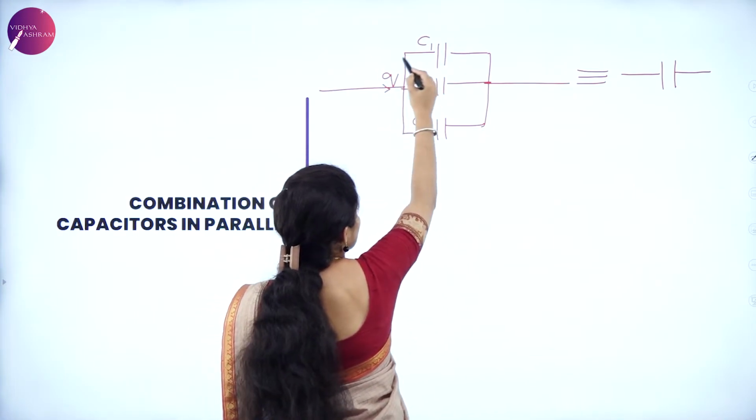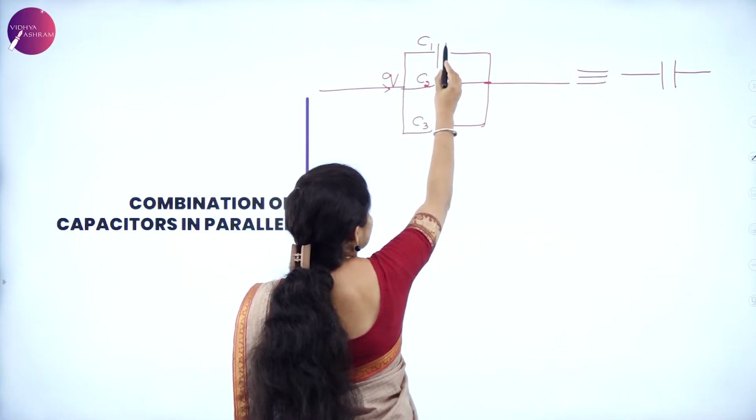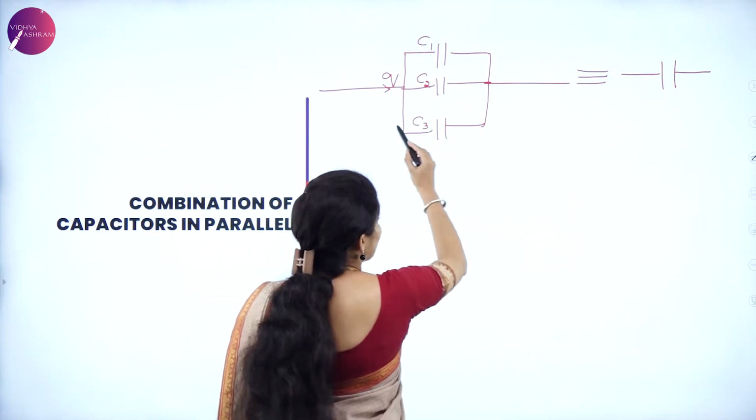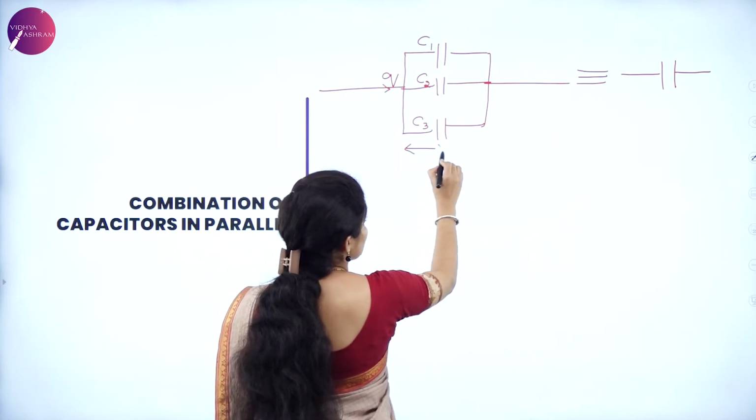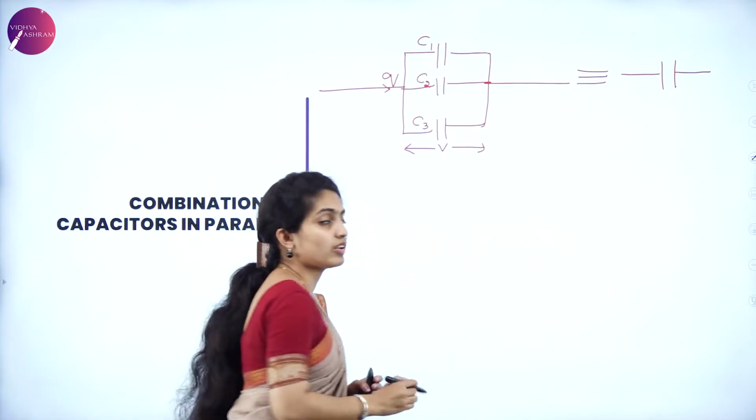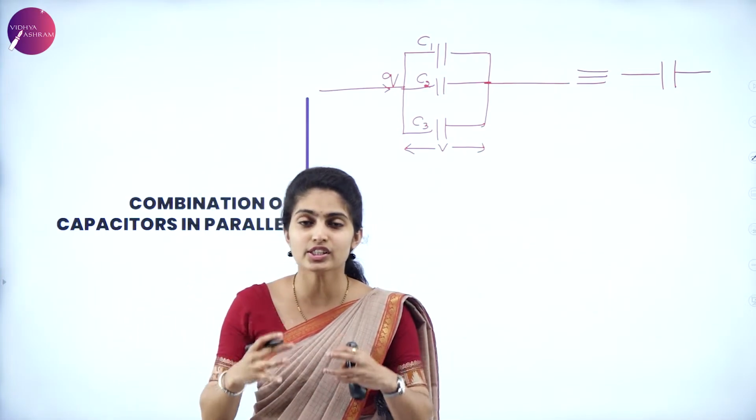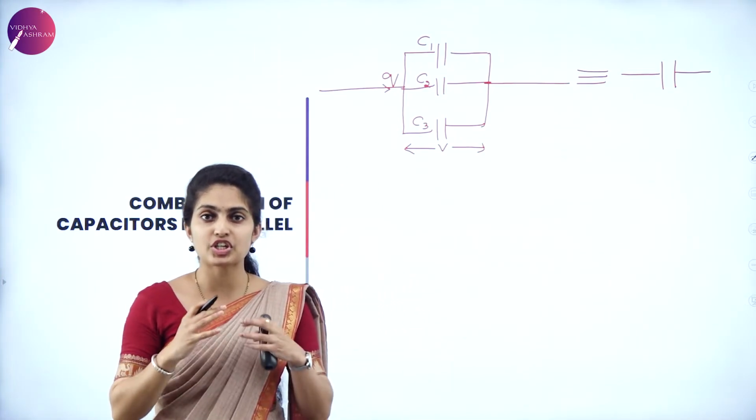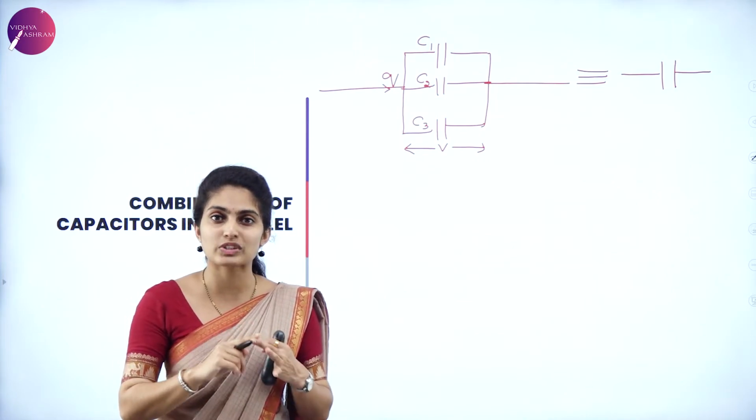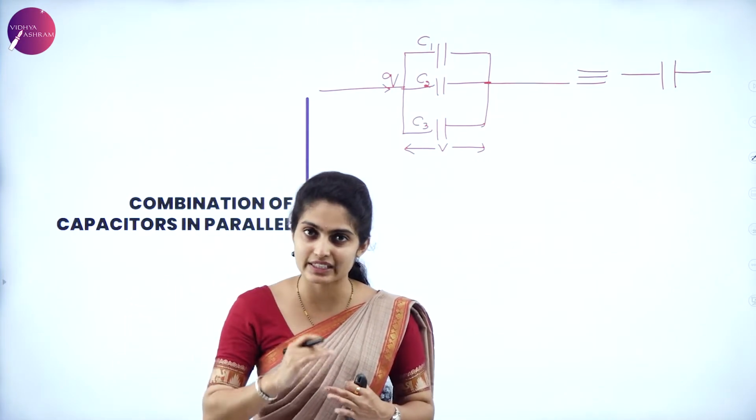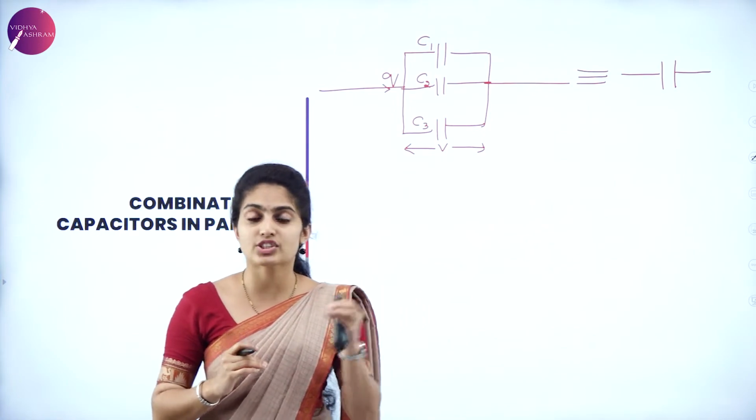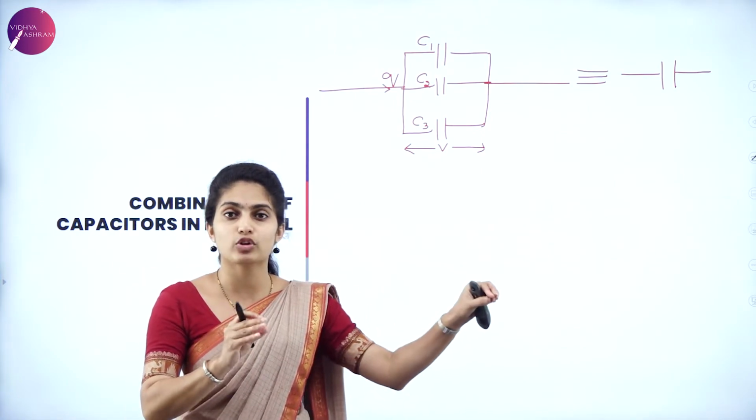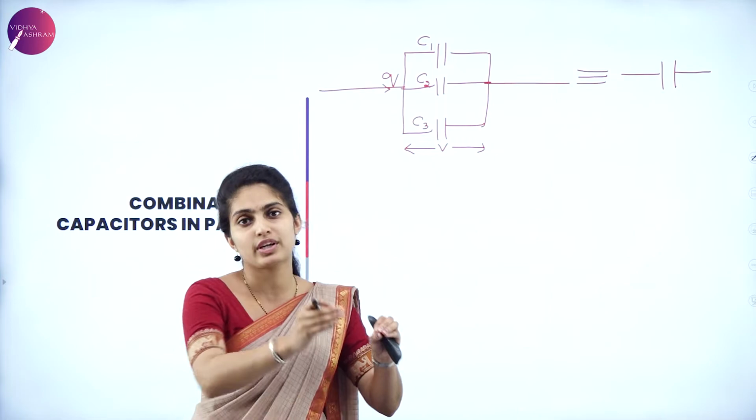The charges which are flowing over here will be called Q1, Q2, Q3, and the potential across will be just V. There is nothing called V1, V2, V3. It is just V, the total potential across C1, C2, C3 capacitors connected in parallel, wherein the charges are divided like Q1 amount of charge, Q2 amount of charge, and Q3 amount of charge.